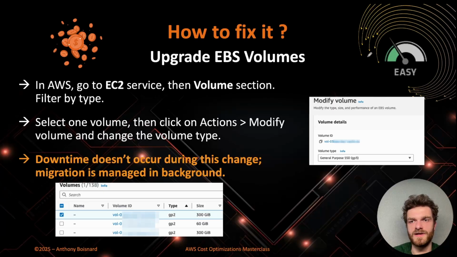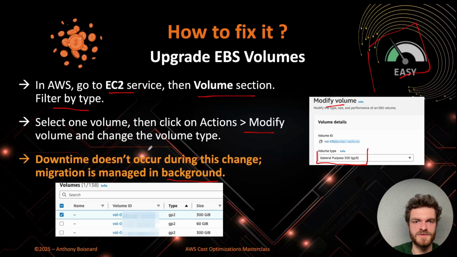To fix it, it's really easy. So you simply have to upgrade your EBS volumes. So to do that, you go in EC2 service, then volumes section. You can filter by type to get all your GP2 volumes, and you select one volume, then you click on Actions and Modify here, and you simply change the volume type. So this change is very easy because it is managed in the background by AWS, and so there is no downtime during this change.